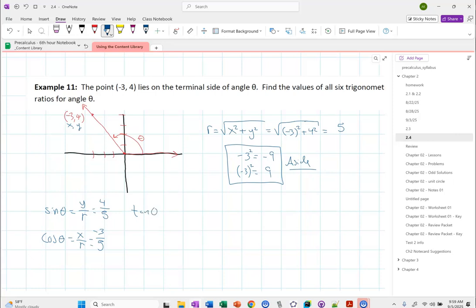Tangent theta is going to be y over x, which is 4 over -3. And remember, with a negative in a fraction, you can put the negative kind of anywhere you want. All three of those fractions represent the same thing, right? Whether the negative is at the top, the bottom, or just out front. Everybody's okay? Okay.